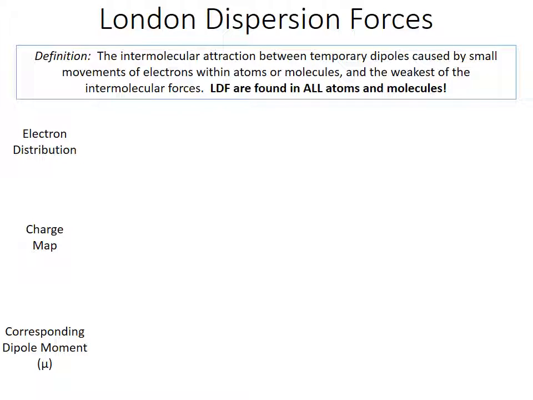Let's take a look at London dispersion forces. London dispersion forces are the intermolecular attraction between temporary dipoles caused by small movements of electrons within atoms or molecules. They are the weakest of the intermolecular forces, and they are found in all atoms and molecules because all atoms and molecules have electrons. Let's take a look at an example.